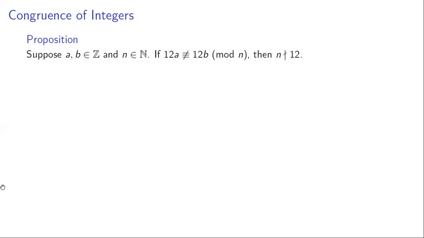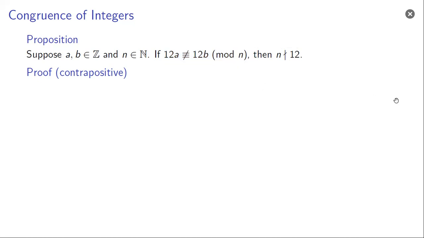So if we would try doing a direct proof, what would happen? We would start with 12A is not congruent to 12B mod n, and our goal would be to show that n does not divide 12. There's no obvious way to go from here to here, right? There's no obvious way to bridge that gap. So we're going to try using a contrapositive proof. Okay, so now in a proof by contrapositive, remember, we assume that this is false, and our goal is to show that this is false.